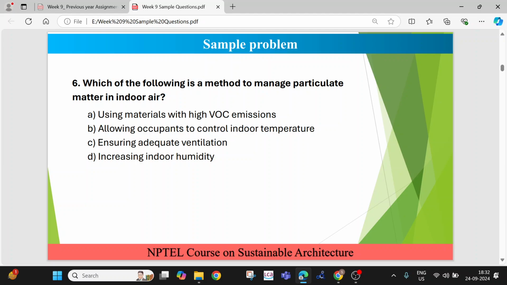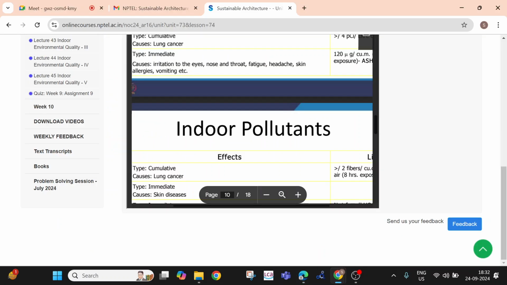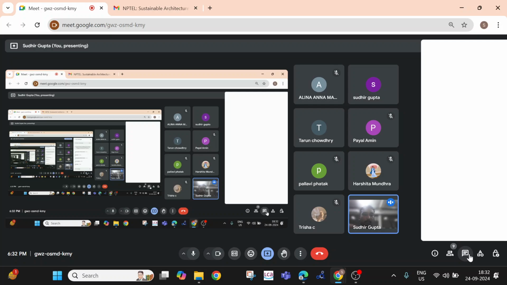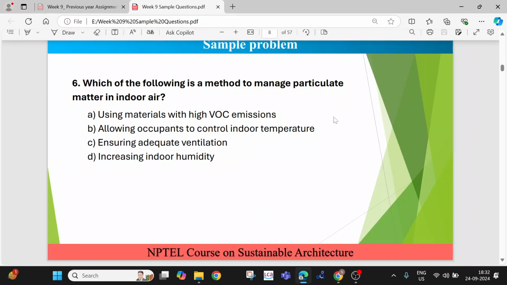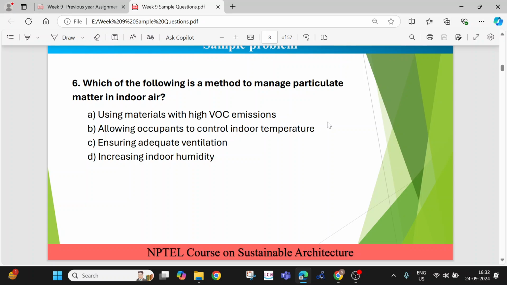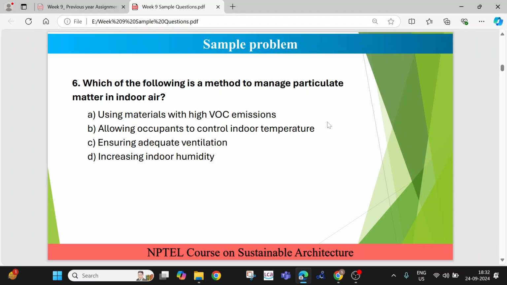Option C. Okay. So option C is the right answer, and I can see all of you have given the right answer, Option C only. So with the help of adequate ventilation, you can remove the particulate matter from indoor air, introduce the clean air and exhaust contaminated air.